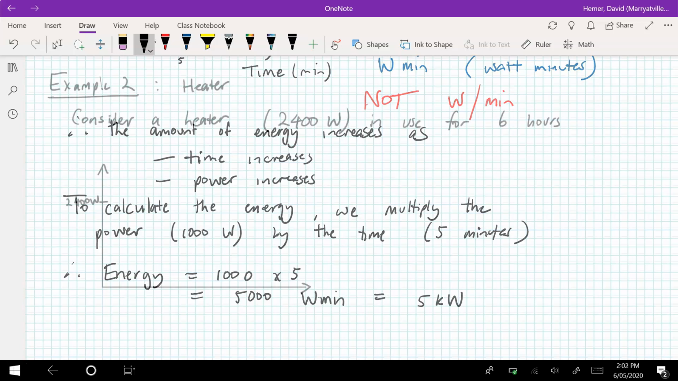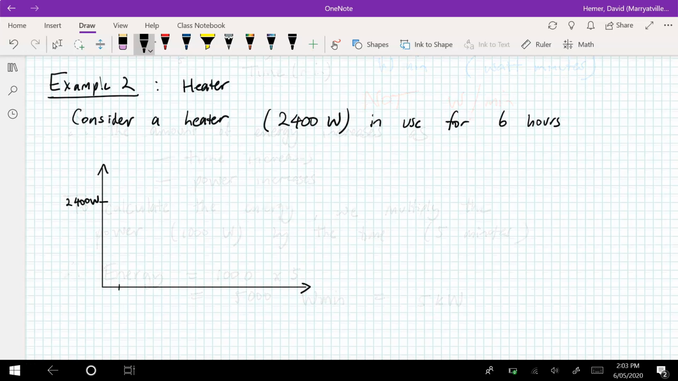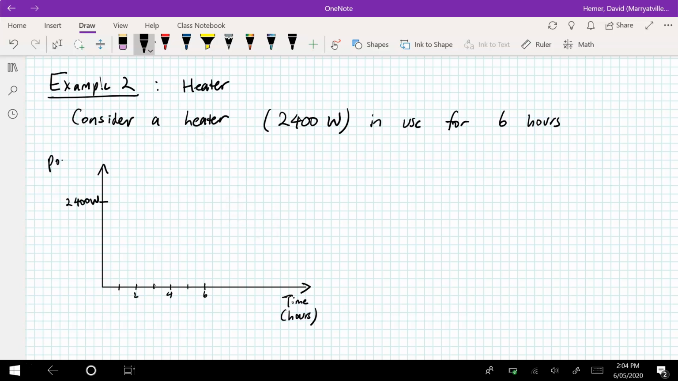As a second example, we'll consider the energy usage of a 2,400 watt heater operating for 6 hours. So again, we've got to consider the two axes. We've got time on our horizontal axis, which we measure in hours, and then we've got our power measured in watts on our vertical axis. And again, to work out the energy, we really work out the area under this curve.